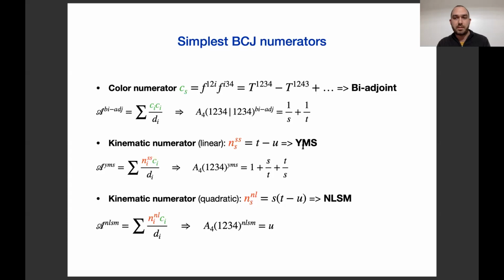And you might recognize this as the Yang-Mills scalar numerator. So again, you plug it in here, you extract some ordering, you get the Yang-Mills scalar amplitude. Next is the sigma model numerator, which again, you plug in here with your usual color and you get the non-linear sigma model amplitude. So these are some basic building blocks that we'll need in the future.